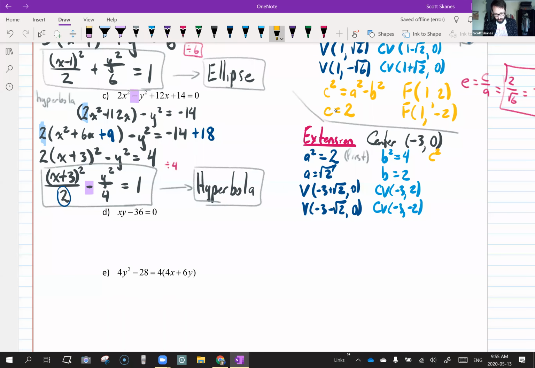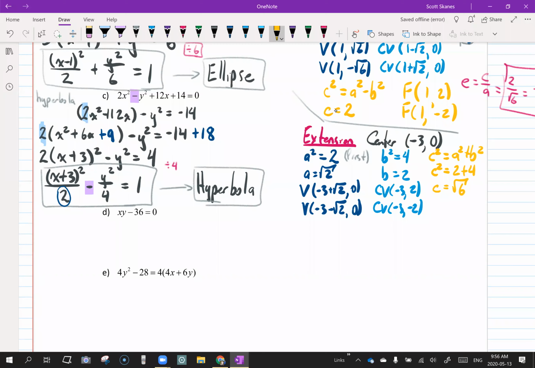C squared. C squared for hyperbolas is a squared plus b squared. You should remember that. So that means that c squared is 2 plus 4, because that's a squared and b squared. That means it's 6. C must be √6.